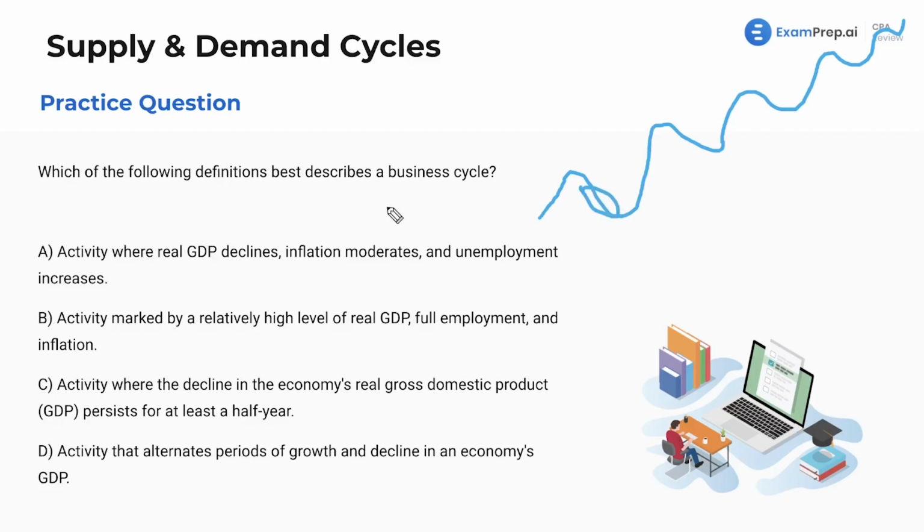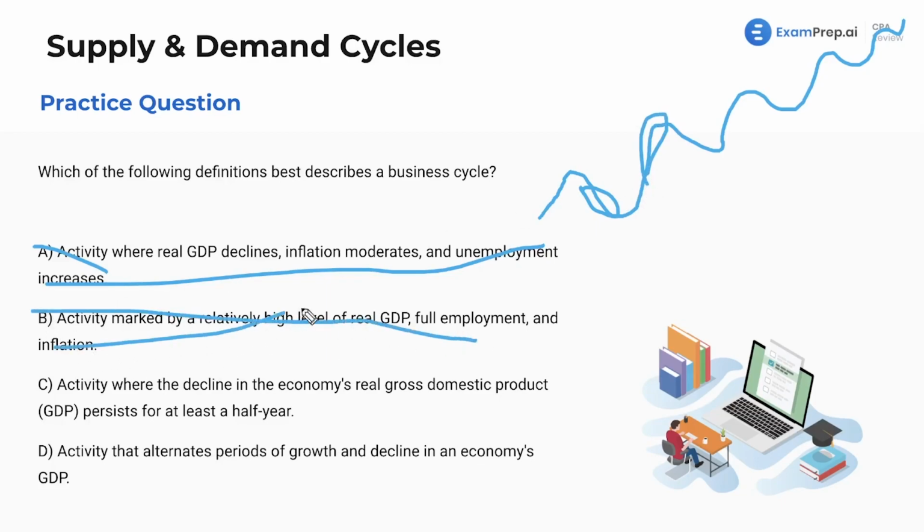So the overall cycle is all of this. It's not just one part. That's why letter A is wrong. Letter A is referring to just on the decline or at the bottom. Activity marked by a relatively high level of, so this is the opposite, inflation, full employment, real GDP, that's on the upward or at the top. Again, that's marking part of the cycle, but not the full cycle. Activity where the decline in the economy's real gross domestic product persists for at least half a year. Nope, this is going to hint at more recession type. And again, that's just one part of it.